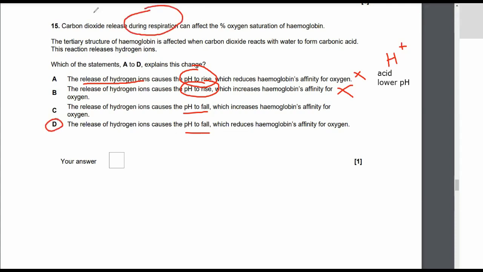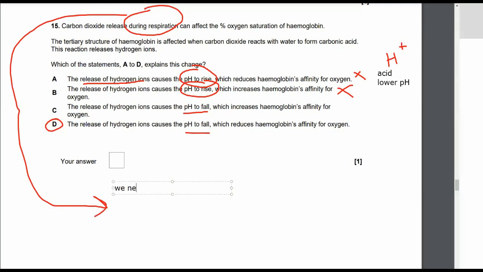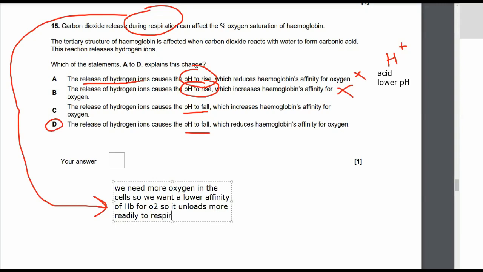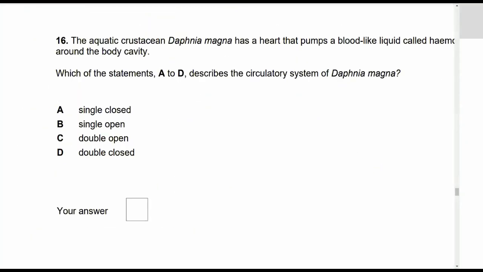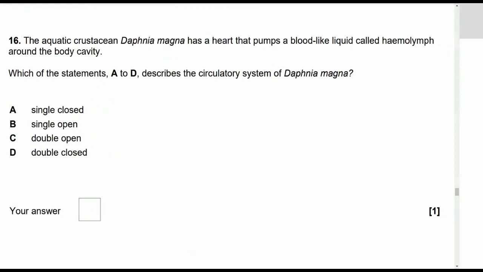Well, the answer is D, and the reason is because during respiration, you want a low affinity for oxygen. You want your hemoglobin to release oxygen so your muscles can use it for respiration. The last thing we want is our hemoglobin to be hanging on tightly to the oxygen and have a high affinity and not release it, or unload or dissociate the oxygen into the working muscles. So during respiration, the change in the hemoglobin makes it have a lower affinity for oxygen, releasing it more readily for respiration. Right, 16.